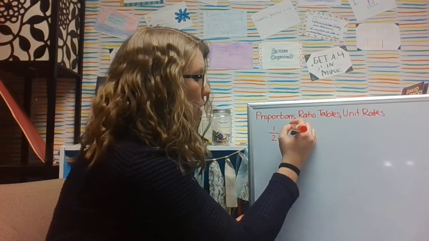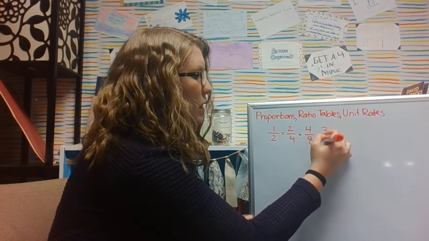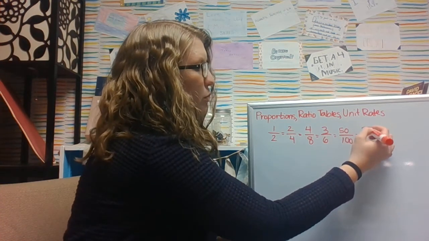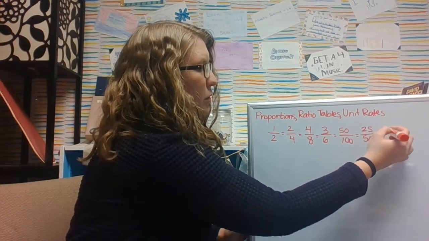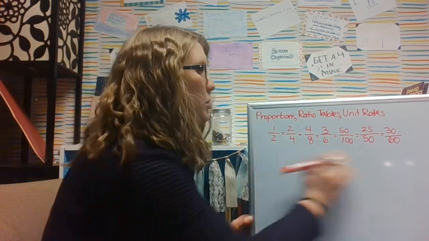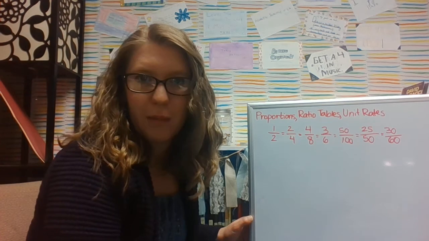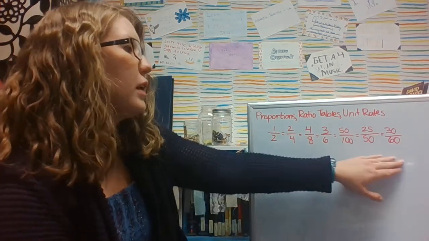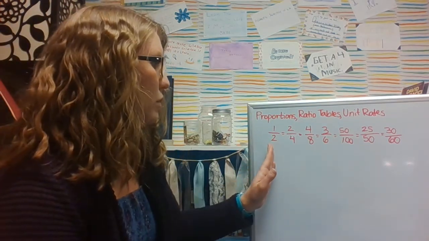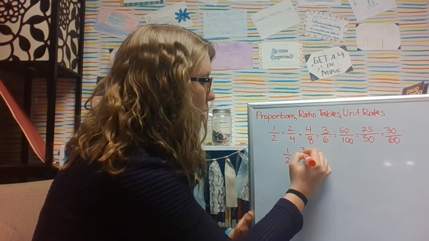I can make a proportion of 1/2 to 2/4 to 4/8 to 3/6 to 50/100 to 25/50 to 30/60. I can do lots and lots of proportions for 1/2 because there are so many different ways that I can make a half. Considering all of these, any of these would make a proportion. So let me use this first one and this last one. So I have 1/2 equals 30/60.